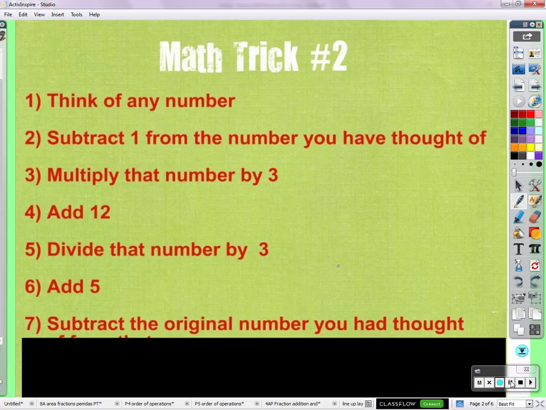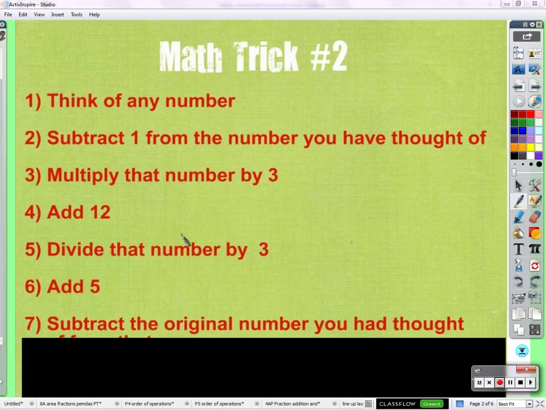All right, we're going to work through this one kind of quickly together. Then I'm going to give you one that you're going to take home to try and decipher, to figure out what you're going to get. You're going to use algebra to do that. Okay? So we're going to think of any number. How do we represent any number? With a variable. I'm going to go classic x. X is a classic variable to use.